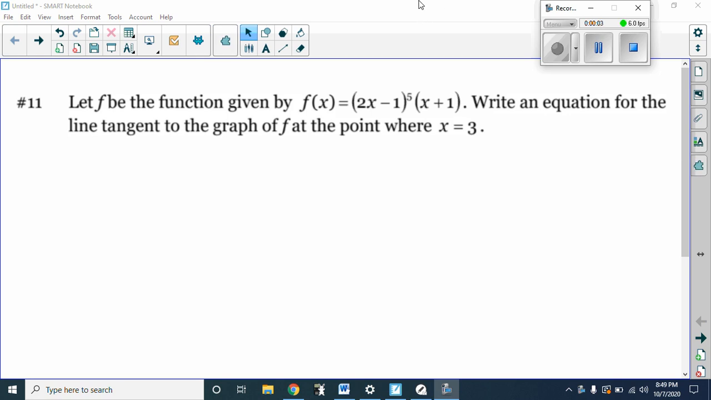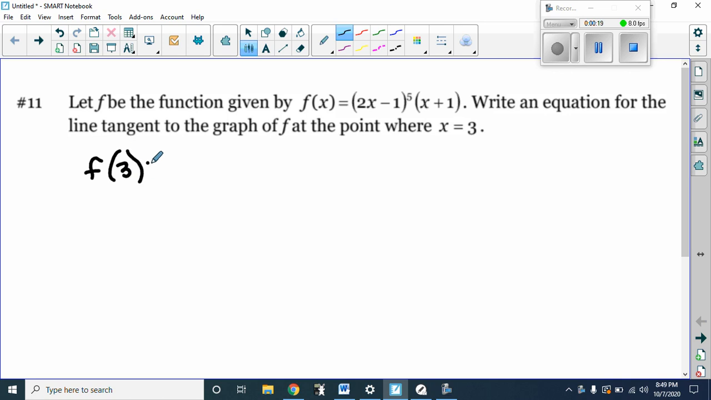Unit 2 practice, part 1, number 11. It asks for an equation of a tangent line. So to find an equation of a tangent line, we need a point and we need a slope. So to get the point, we're going to plug in 3. I probably should have put, this is a calculator problem. There's no way you'd be able to evaluate this without a calculator.